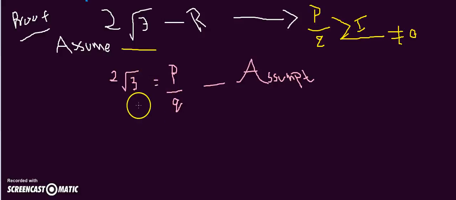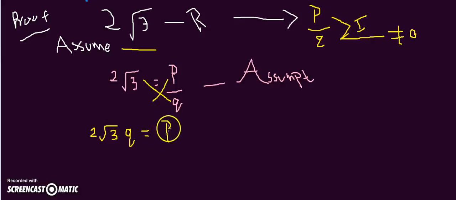Now just cross multiply both sides. If you cross multiply, you will get 2 root 3 into q is equal to p. From this, root 3 is equal to p divided by 2 into q.